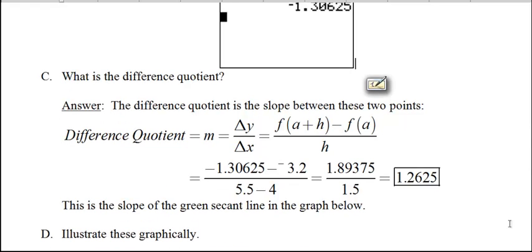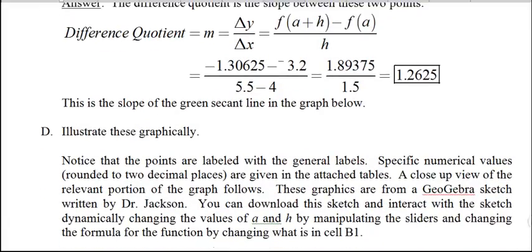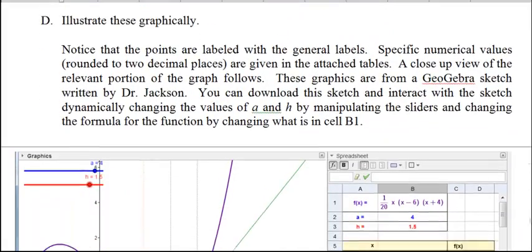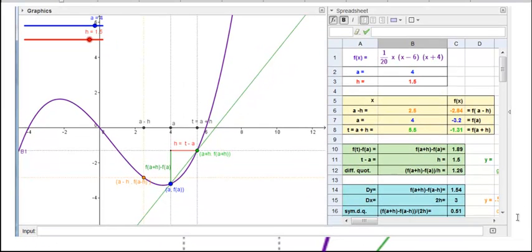Now, let's illustrate these graphically. How can we do that? Well, we start by graphing the graph. Now, this graphic here is from a GeoGebra sketch that I made, and this sketch works dynamically. You can change the value of a in the sketch, not here, but in the sketch by sliding this slider here for the a, change h here, and you can change some things here, but it's set up where we want it to be right at the moment.